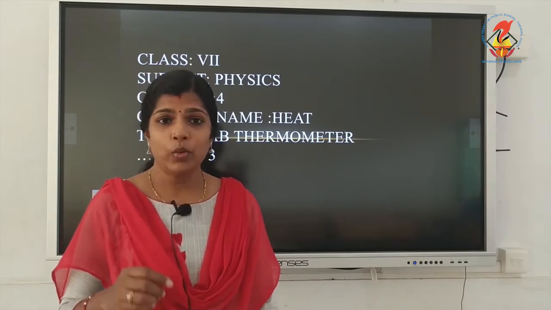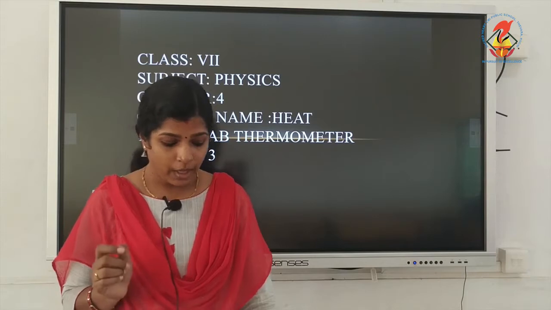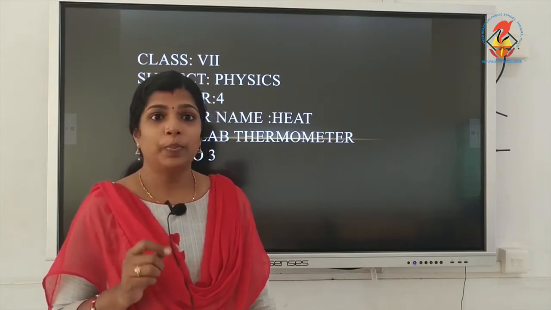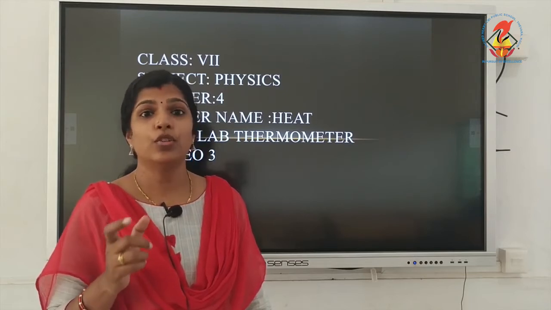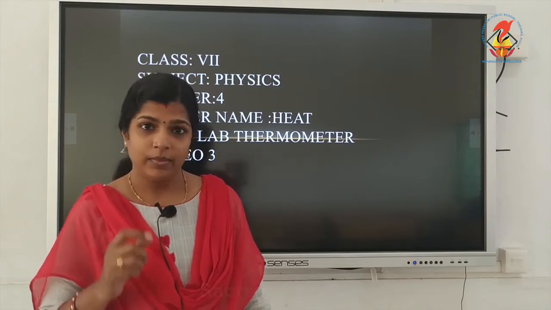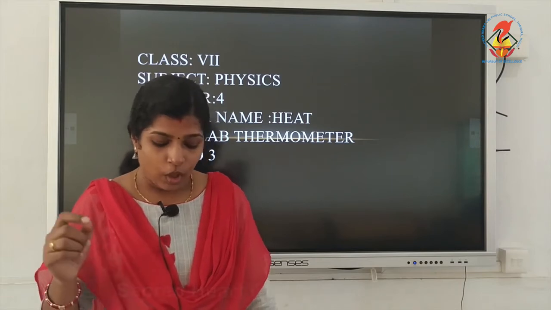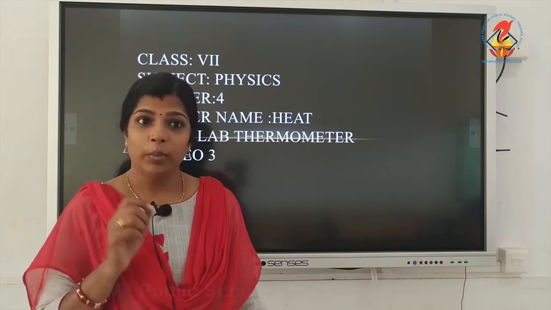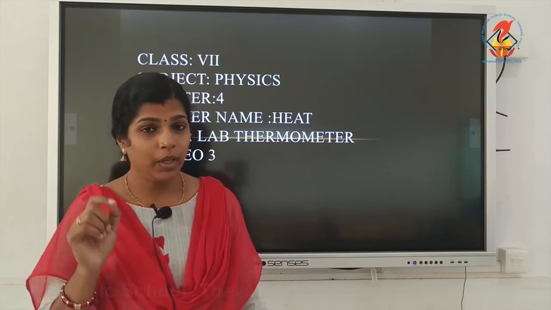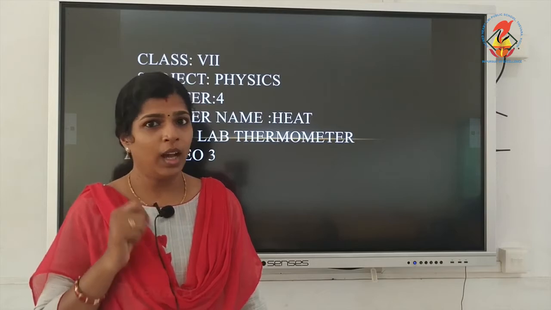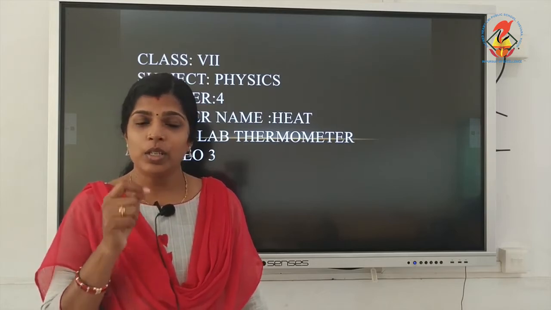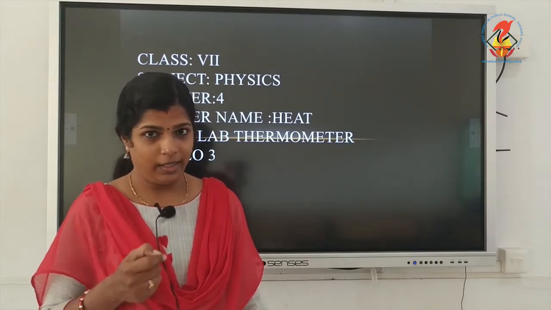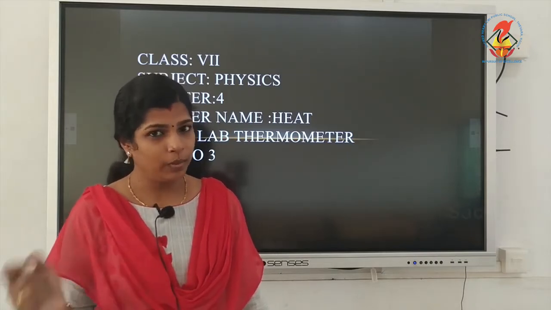Now, why are we using mercury in this thermometer? Actually, the main reason is that thermometers use a principle, that is the expansion of liquids on heating, to measure temperature. Mercury is a liquid. What are the other reasons why we use mercury as a thermometric liquid? That we will discuss later, in this video itself.